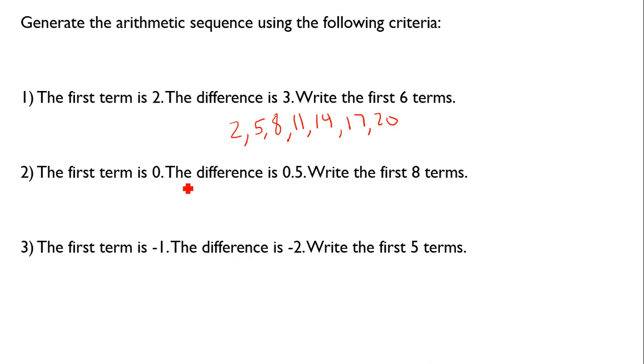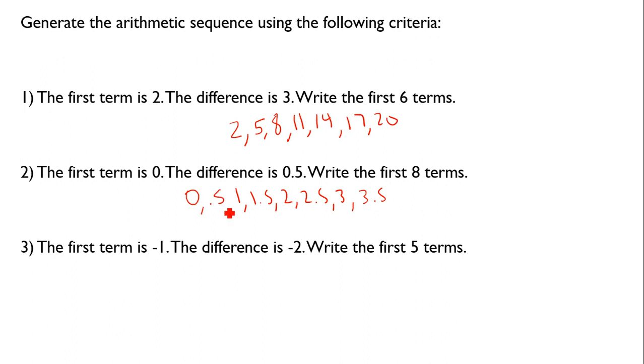Okay, so the first term is 0, the difference is 0.5, so we got 0, 0.5, 1, 1.5, 2, 2.5, 3, right? We just keep going. So 1, 2, 3, 4, 5, 6, 7, one more, 8.